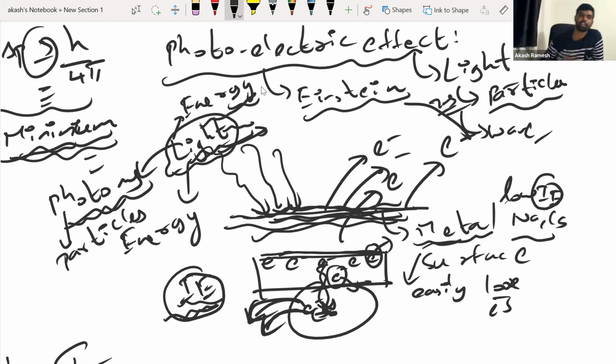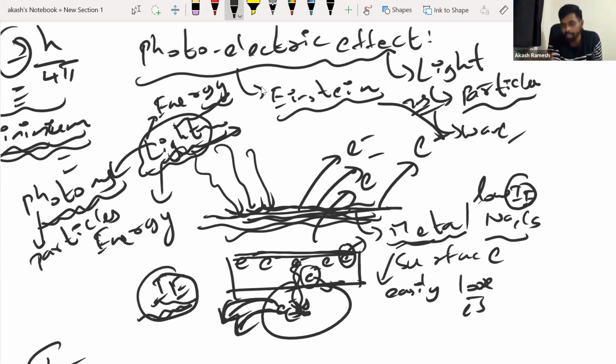Now, we understood the effect. We understood the logic, the science and the explanation behind it. But obviously we have to speak in terms of numbers, to give some mathematics. How will you calculate?